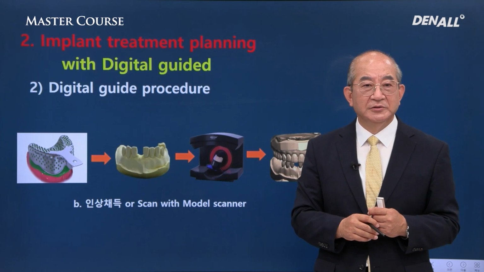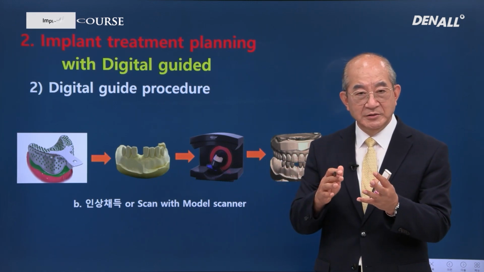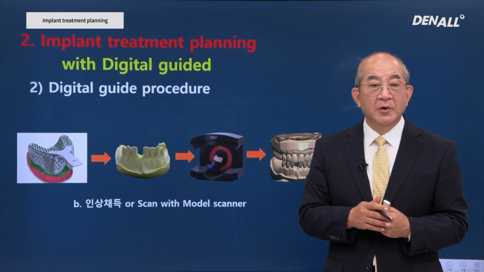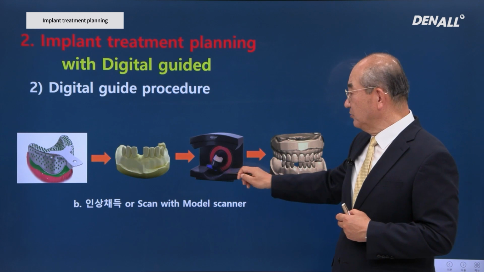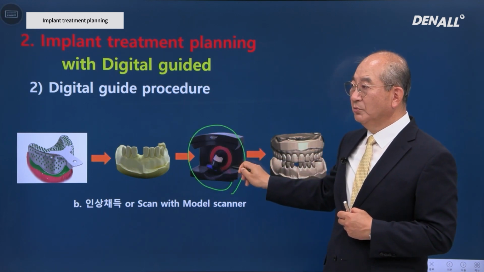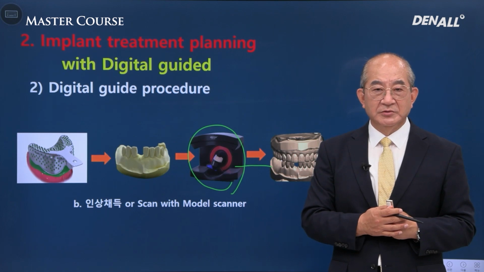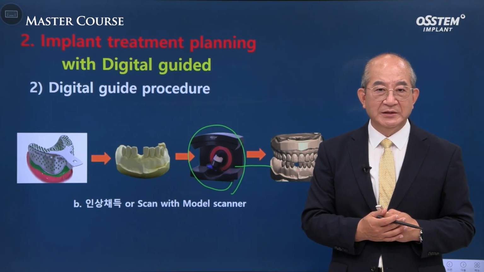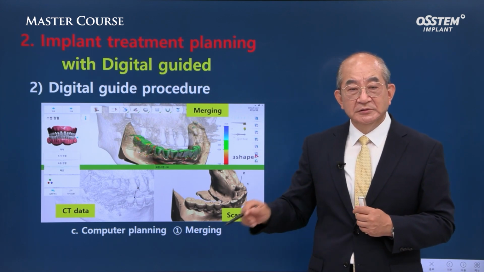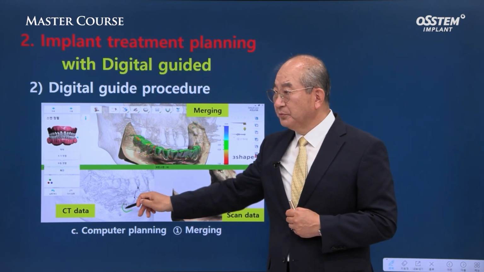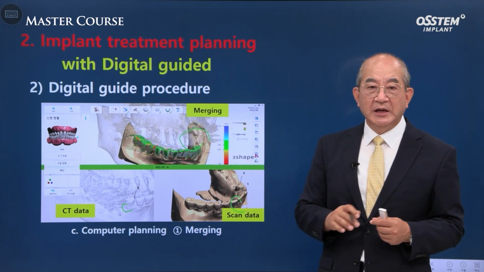There are some labs that work like Austin Research Center, but at Austin Research Center, they have a device called a model scanner, and using this model scanner, surface data is extracted. In this way, surface data is gathered. This is how the CT data and scan data is merged and analyzed.